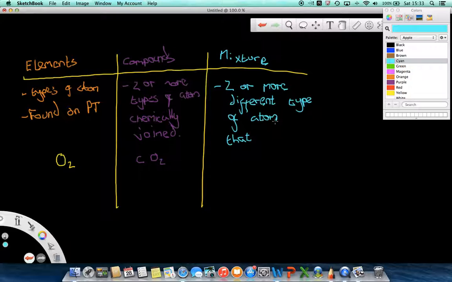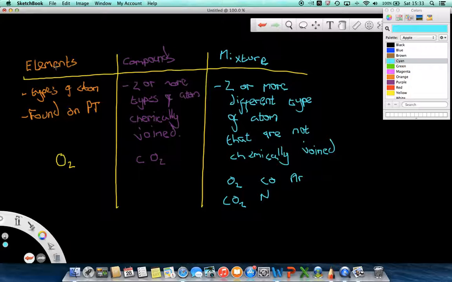So two or more different types of atom that are not chemically joined. Okay, so for example, in the air you have oxygen, you have carbon dioxide, you have carbon monoxide, you have nitrogen, okay, you have argon, and all these are in the air but they're not chemically joined, so it's a mixture. So just to recap, everything in the universe is made of atoms.